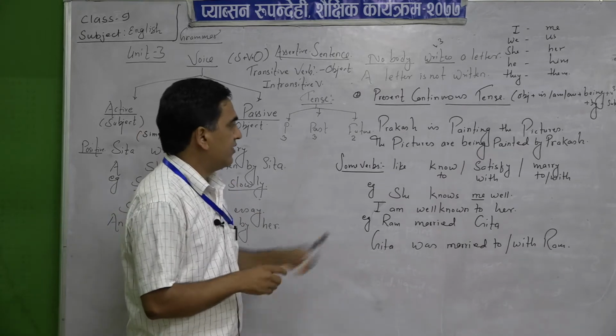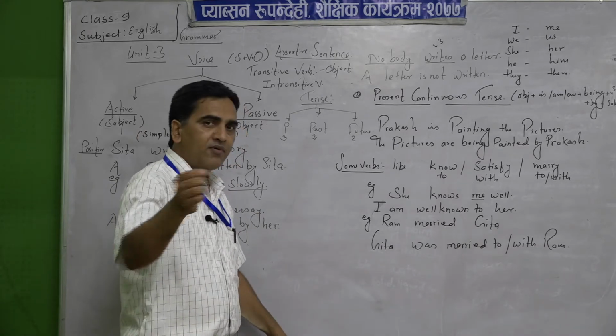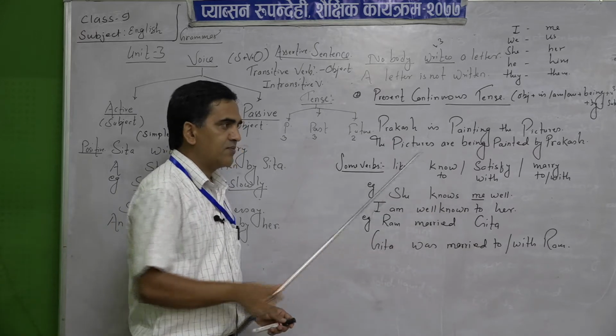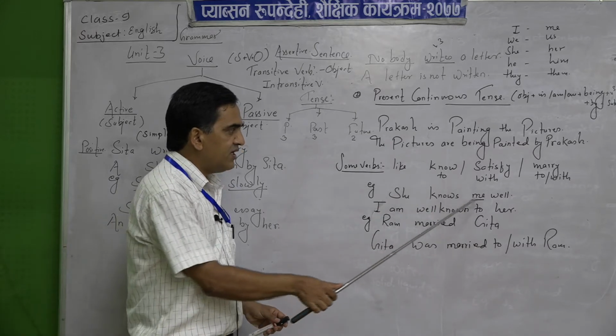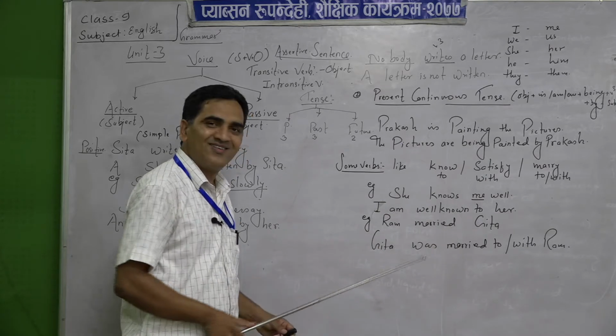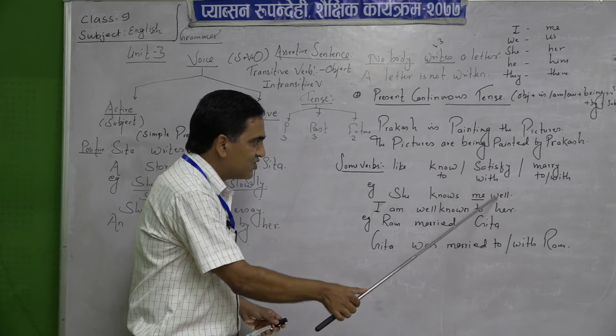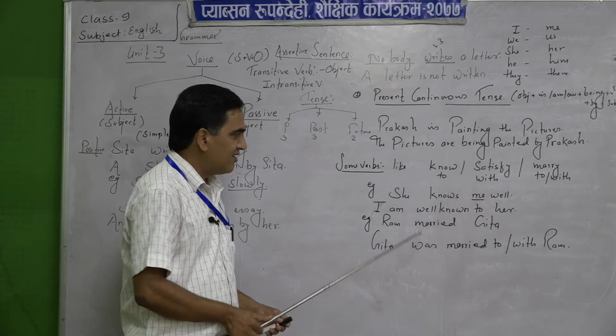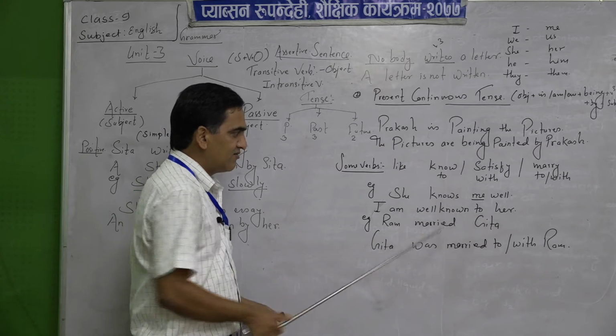Now, for example, I have written some examples, my dear students. She knows me well. I am well known to her. This is used before the main verb, well known. I am well known to her.